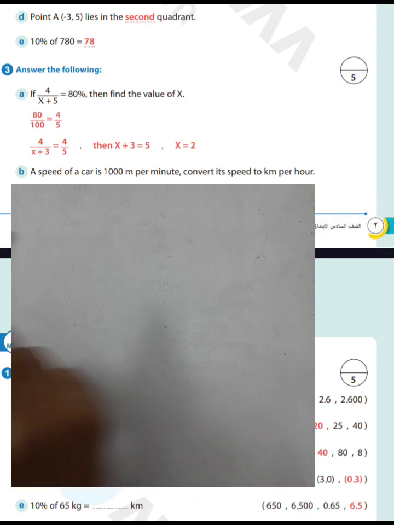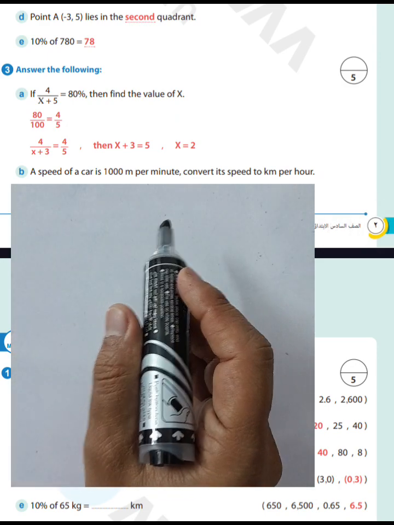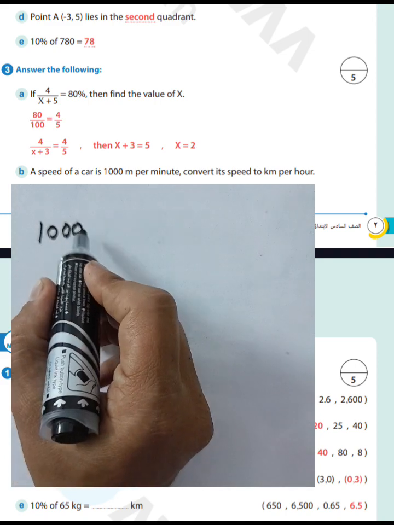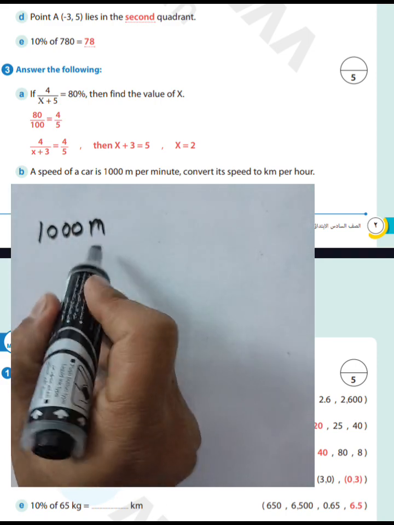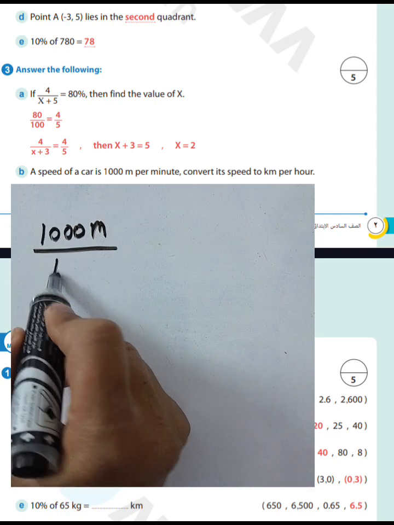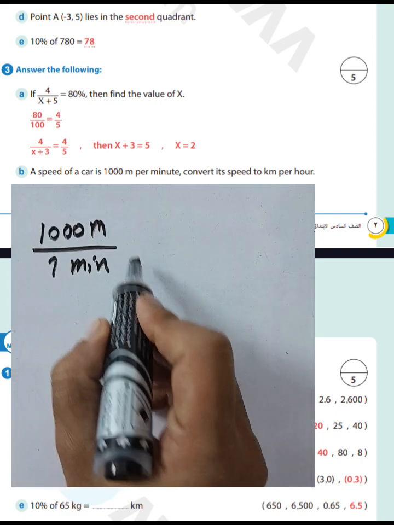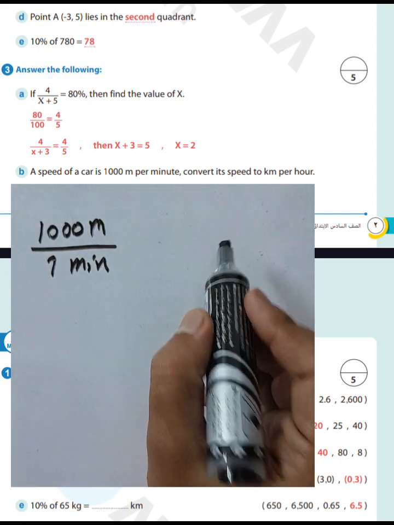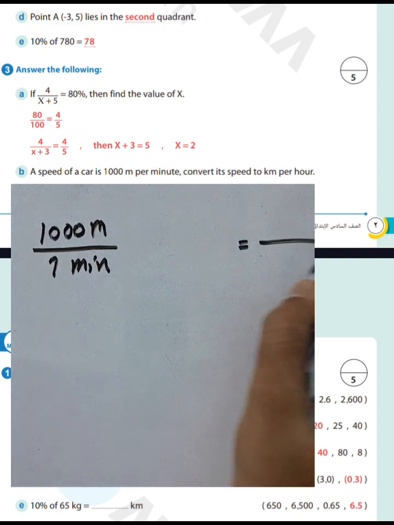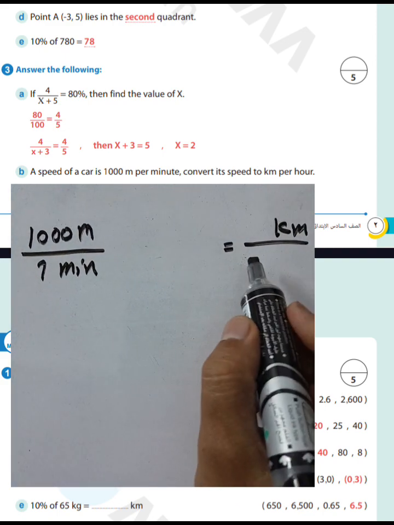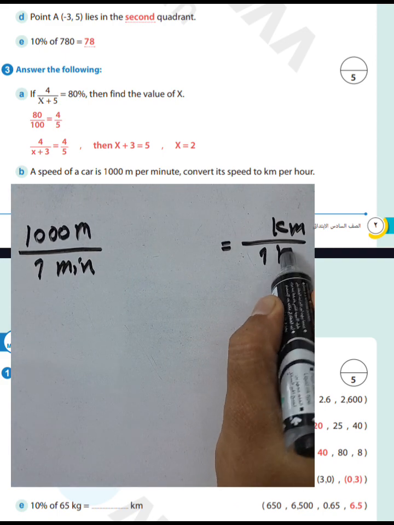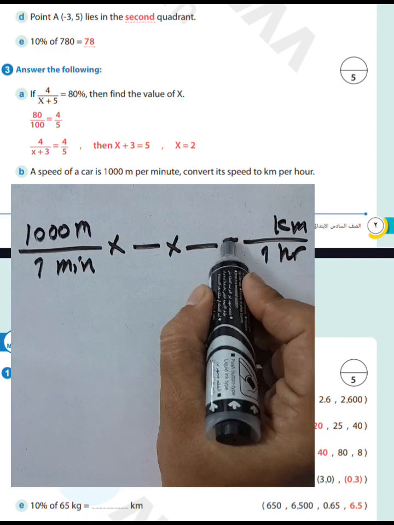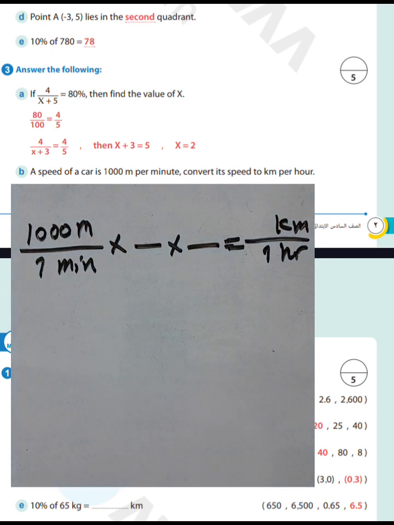Next question, letter B. A speed of a car is 1000 meter per minute. Look at with me, 1000 meter per 1 minute. Convert its speed to kilometer per hour. We want to convert to kilometer per 1 hour. How? By using a conversion factor. You must use here 2 steps.